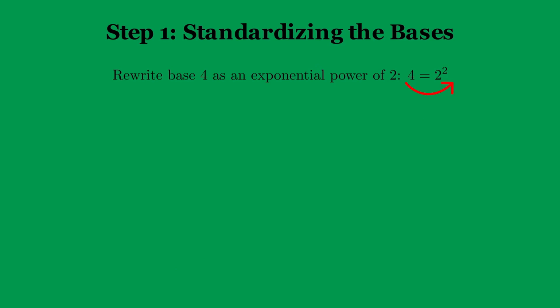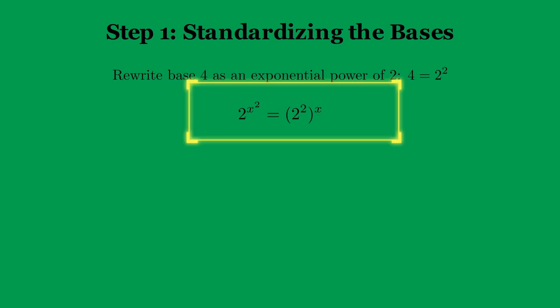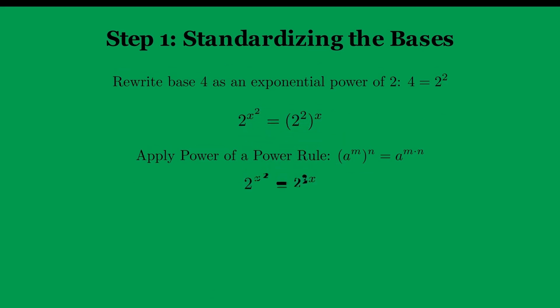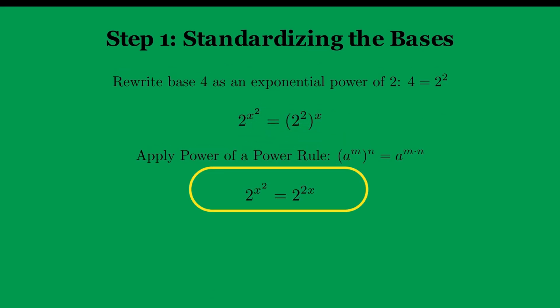Since 4 equals 2 squared, we rewrite the equation as 2 raised to the power of x squared equals (2 squared) raised to the power of x. Now apply the power of a power rule: (a raised to the power m) raised to the power n equals a raised to the power of m times n. Applying this rule gives 2 raised to the power of x squared equals 2 raised to the power of 2x.